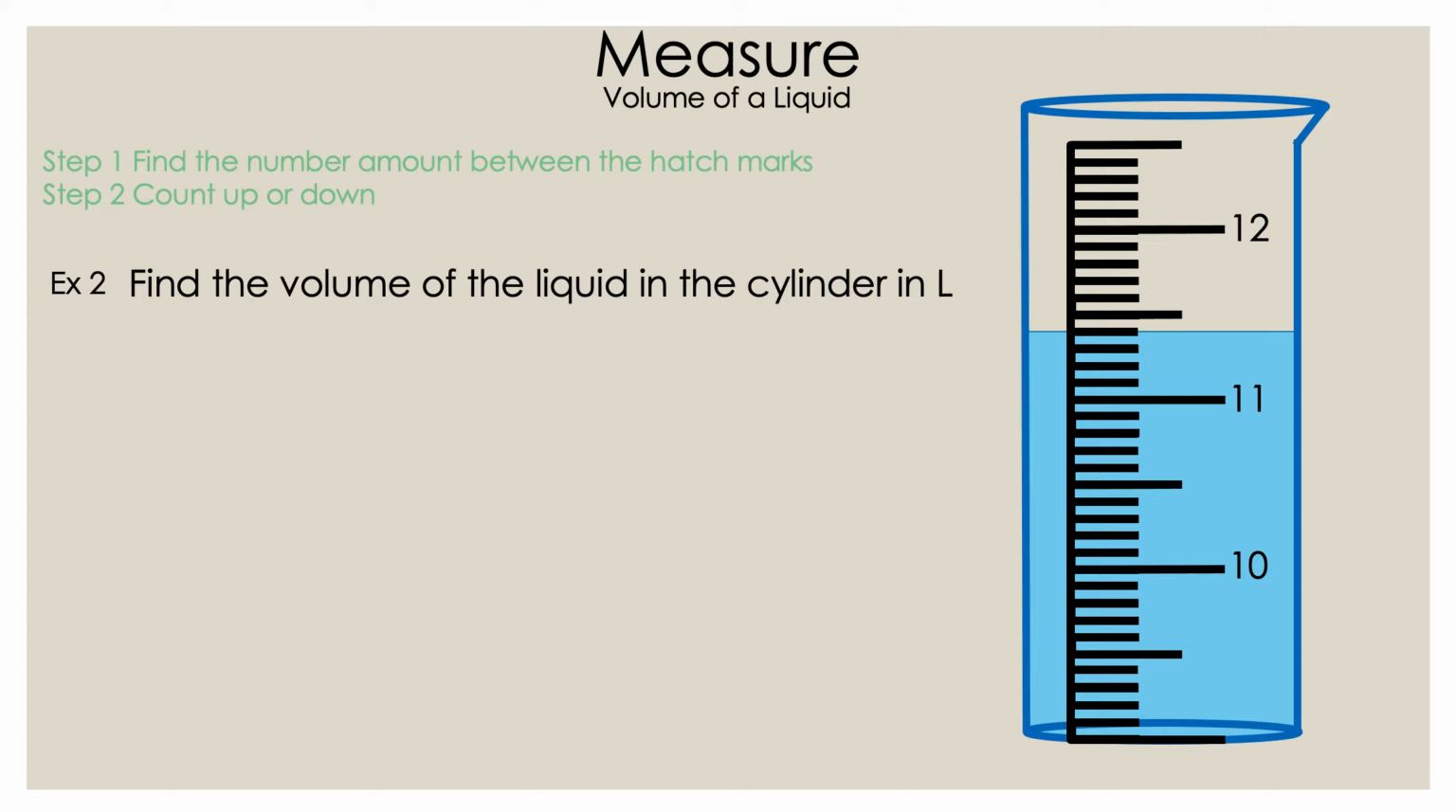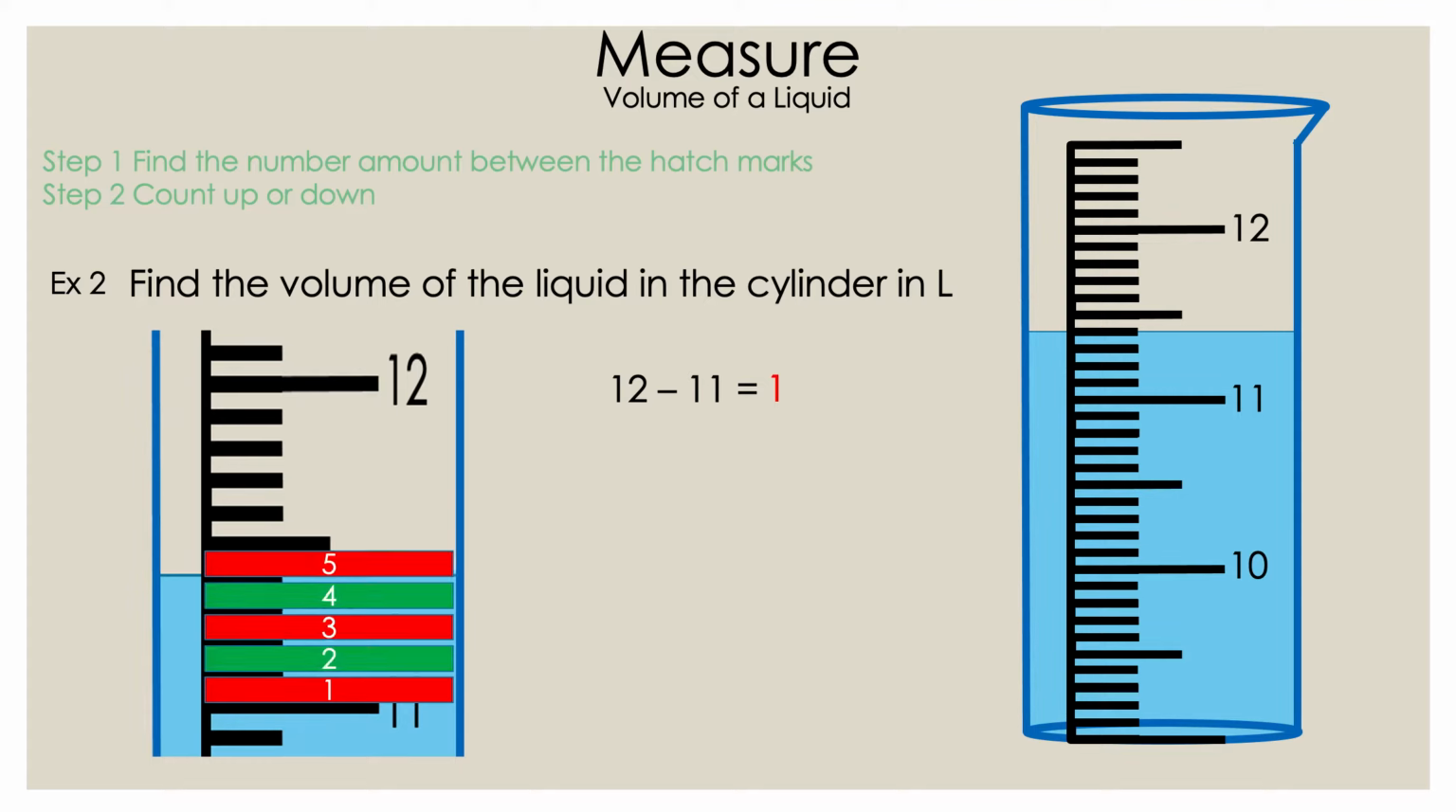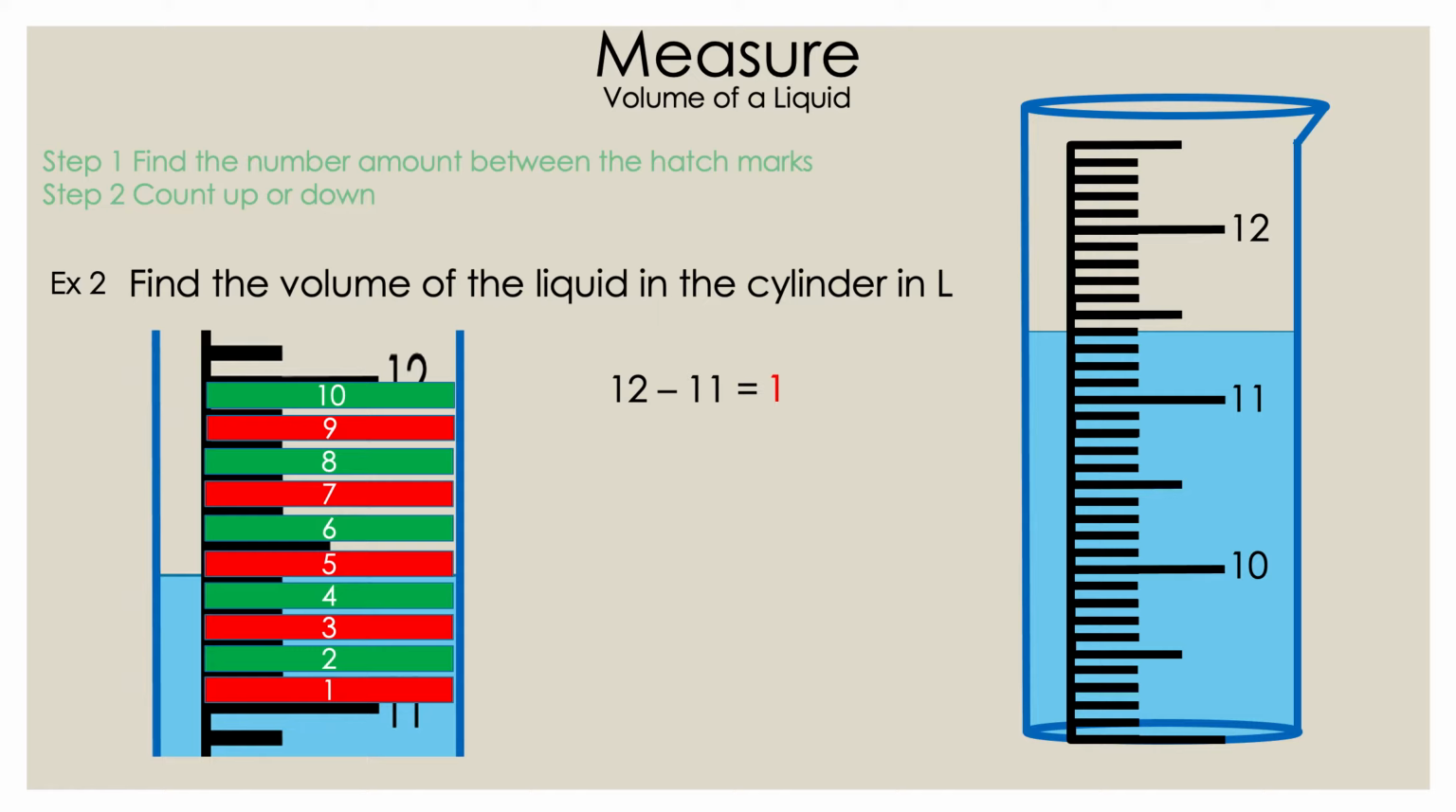Let's read the question. Find the volume of the liquid in the cylinder in liters. Let's zoom in so it's a little bit easier to see. We're going to subtract 12 minus 11, the two numbers that we see, which gives us 1. Now we're going to count how many sections are in between those two numbers. Let's start counting with 1, 2, 3, 4, 5, 6, 7, 8, 9, and 10. So we have 10 sections.